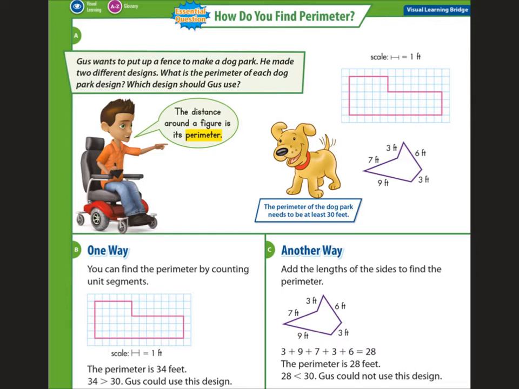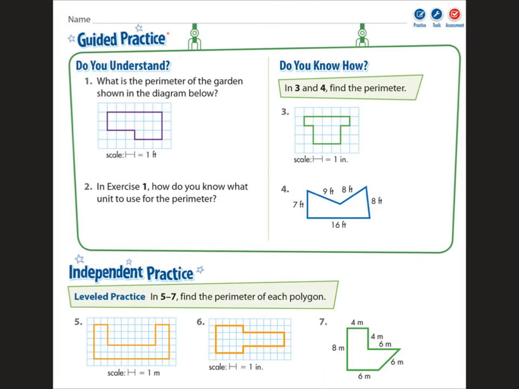Now, could we use that design in his dog park? No, because it needs to be 30 feet long. Okay? So you're going to be working through this with your visual learning today. Let's go ahead and take a look at your guided practice that you guys are going to see.